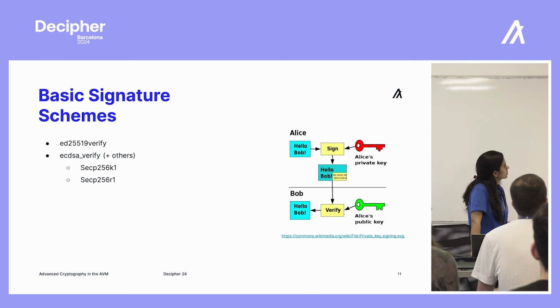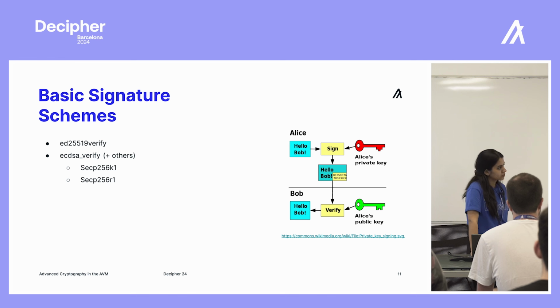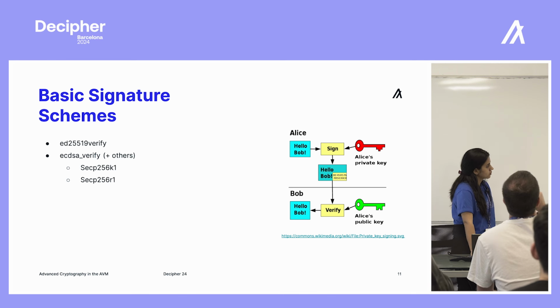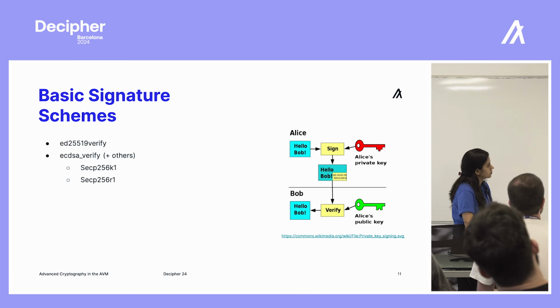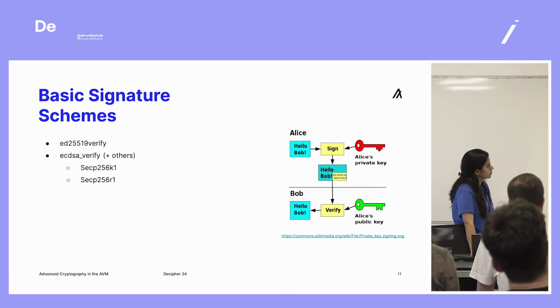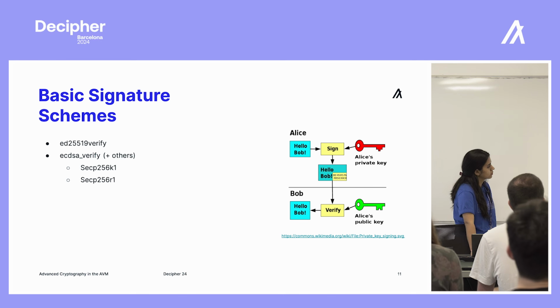So moving on. Then we have what I call basic signature schemes. They're basic in the sense that they're all packaged for you. We have ED25519 verify, and it allows you to verify normal signatures. It's worth noting that Algorand's own transactions are based around the ED25519 signature scheme. But we also have ECDSA verify, and it comes in two flavors. The top one here, SECP256K1, is used by Bitcoin and Ethereum.